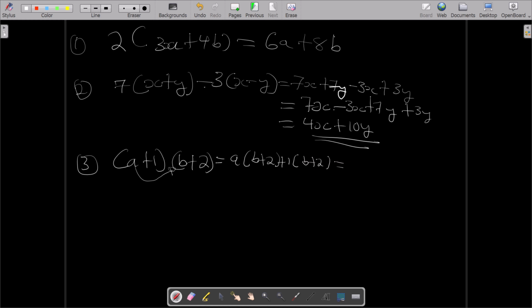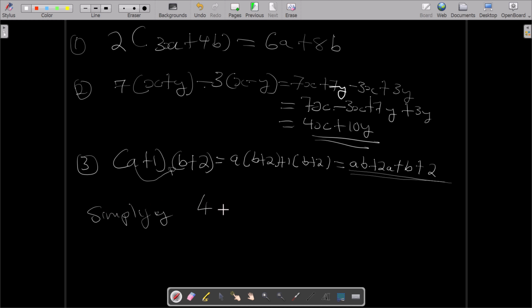Then you expand here by coming with ab plus 2a. A times b, we get ab. A times 2, we get 2a. 1 here times b, we get b. 1 here times 2, we get 2. And this is an algebraic expression, so we'll end here.